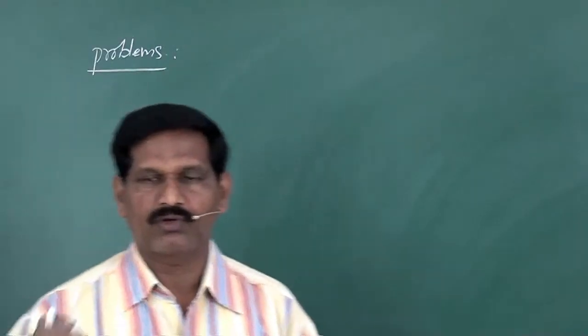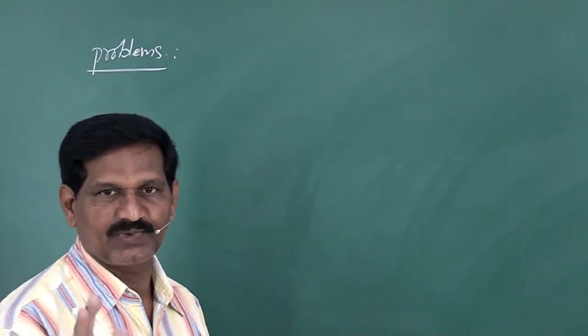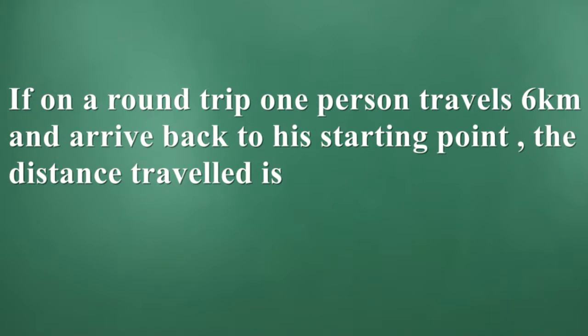Now we will do some problems based on distance, displacement, speed and velocity. Now you take one problem. First problem: if on a round trip one person travels 6 km and arrives back at the starting point, then find the distance and displacement.